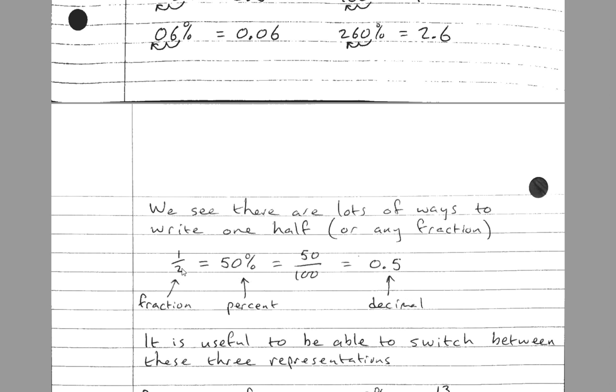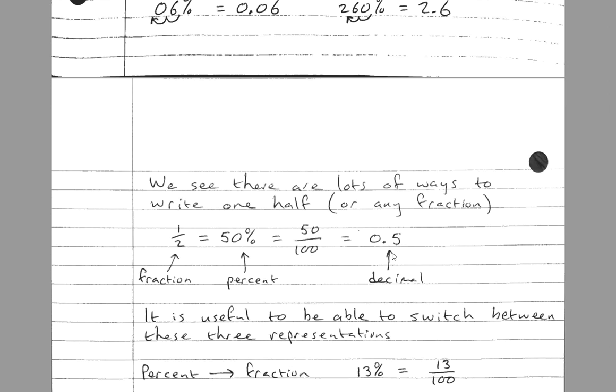So in this section, we're just getting used to switching between these three different representations: percents, decimals, and fractions. It's all the same number, but just different useful ways to write that number.